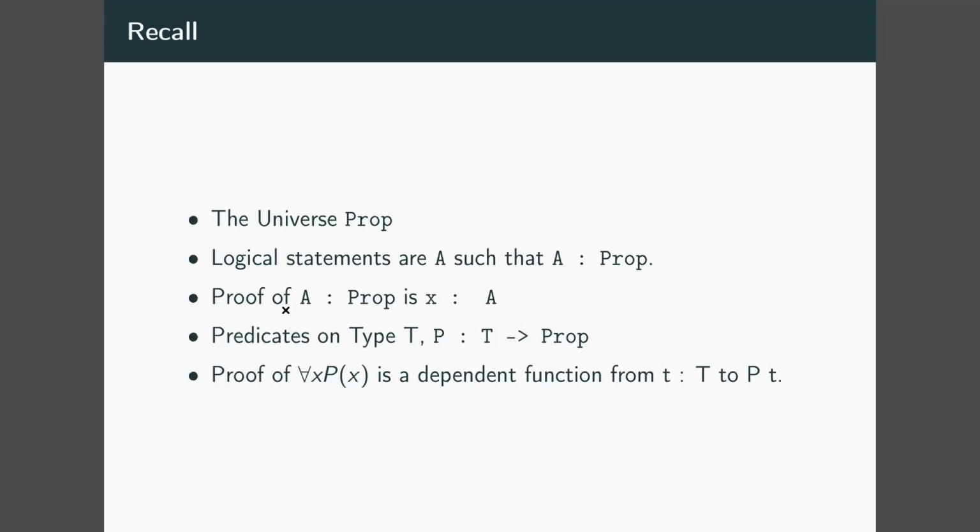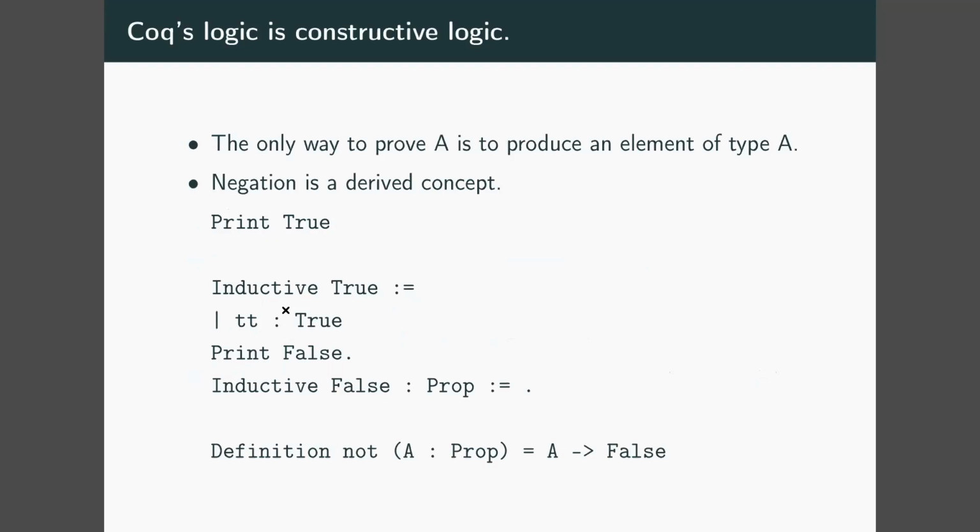So let's move on. The logic that we just saw is a form of constructive logic, in the sense that the only way to prove A is to produce an element that witnesses A. In classical logic, negation is an important thing, but here negation is a derived concept. We define the false proposition, and then we define negation as just A implies False, or a function from A to False. Let's go over this.